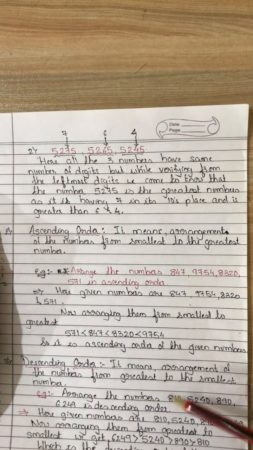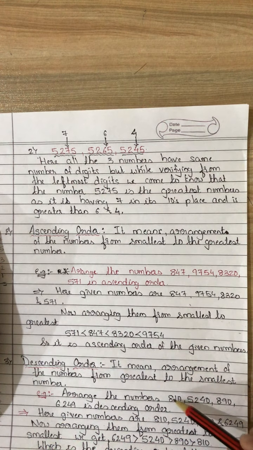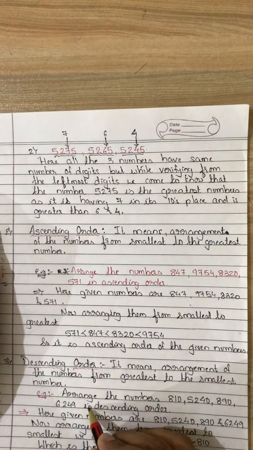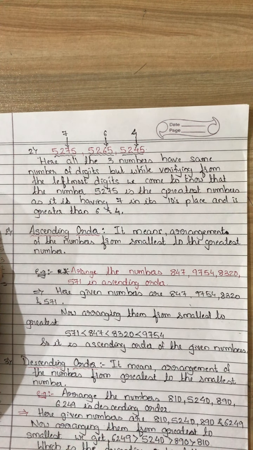Arrange the numbers 810, 5240, 890, 6249 in descending order. Do not worry. First find out which is the greatest among these 4.